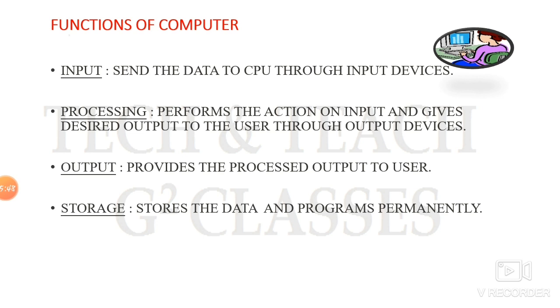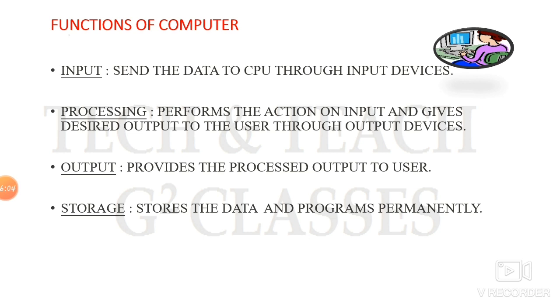RAM is a temporary memory, ROM is a permanent memory. RAM is also known as volatile memory, ROM is also known as non-volatile memory. Volatile means temporary, non-volatile means permanent. And next we will go for computer terms.